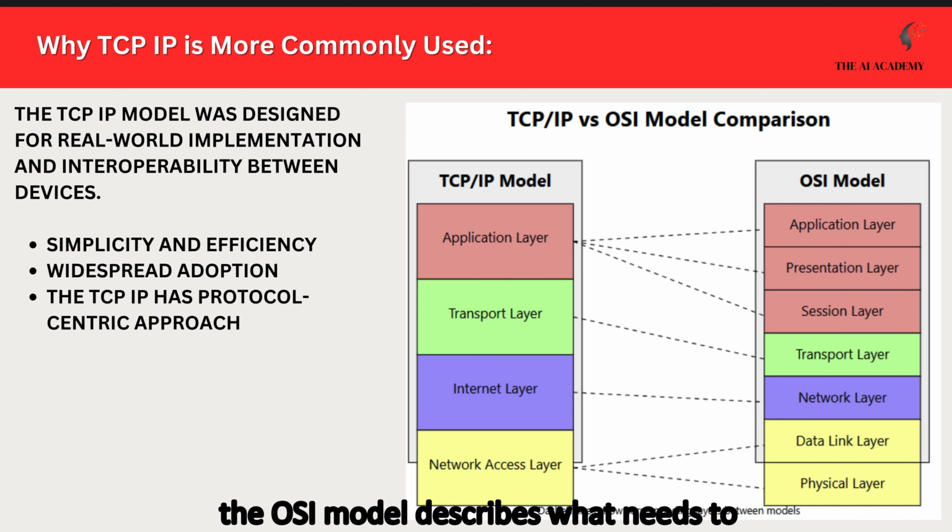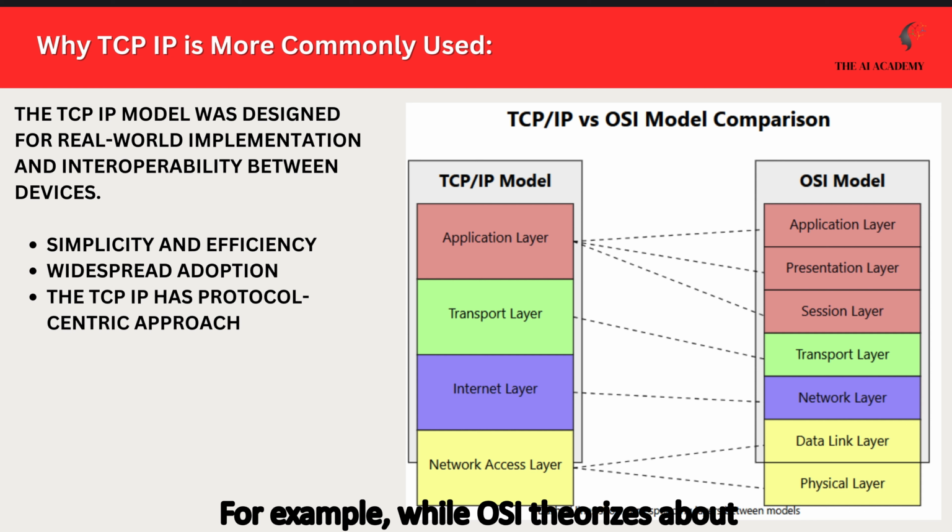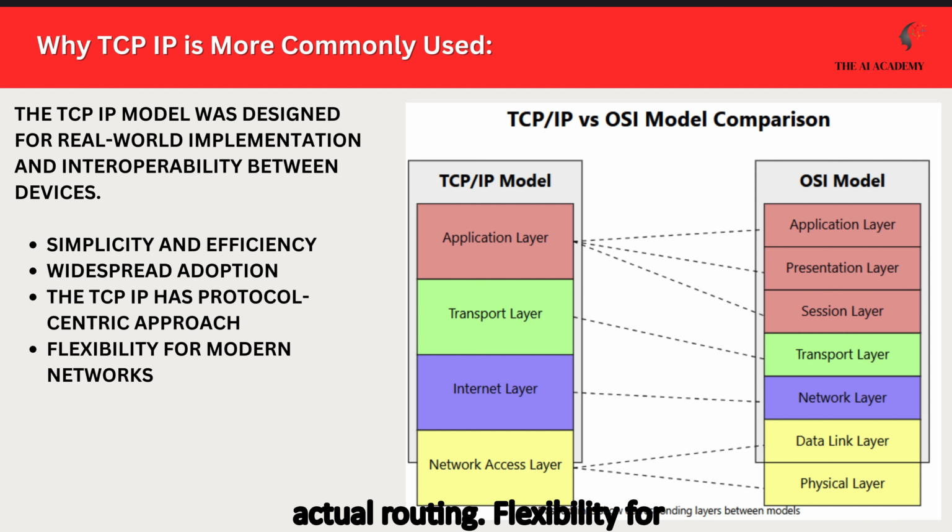TCP/IP has a protocol-centric approach. The OSI model describes what needs to happen at each layer but doesn't define how to do it. In contrast, TCP/IP integrates specific protocols like IP, TCP, and UDP directly into its structure. For example, while OSI theorizes about routing at the network layer, TCP/IP's Internet layer uses the IP protocol for actual routing.